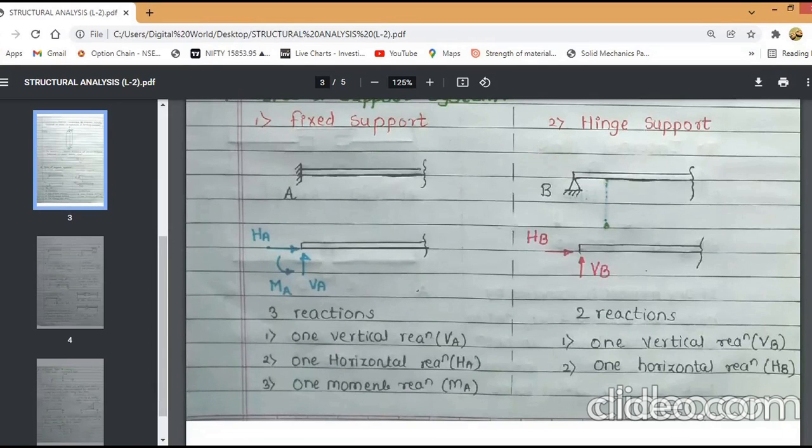Then second type of support is hinge support. In case of hinge support, there are two reactions. The first one is horizontal reaction, which is along the member, and second one is the vertical reaction, which is perpendicular to the member.